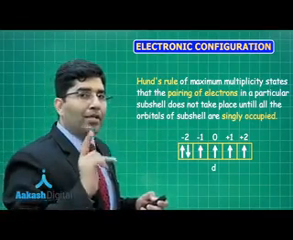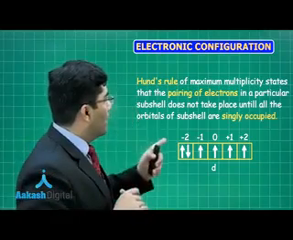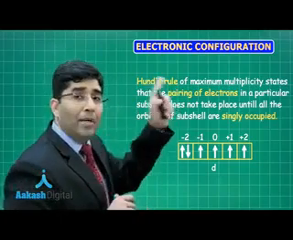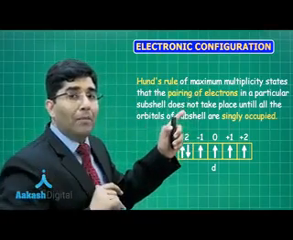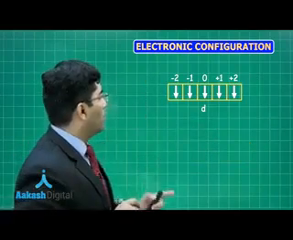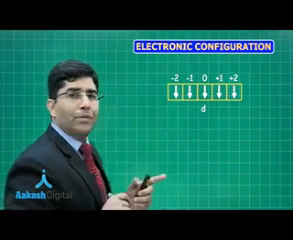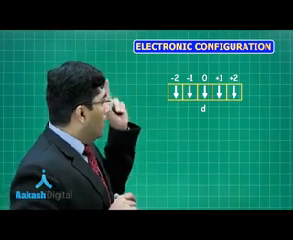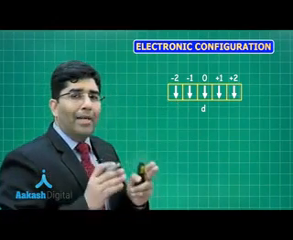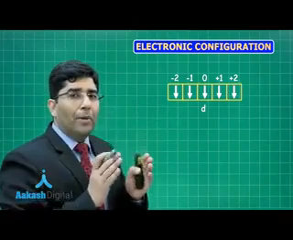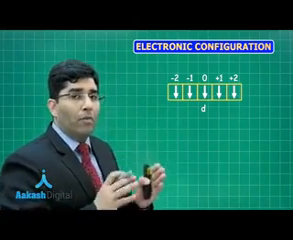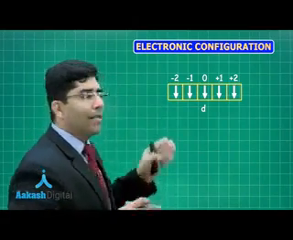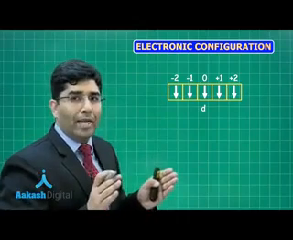Some more points I want to tell you in Hund's rule of maximum multiplicity, and I want to tell you what is the meaning of maximum multiplicity. Now, let's take this case. In this, all the electrons have minus half spin quantum number. The value of the quantum number is minus half, or we can say that they are moving in the anti-clockwise direction.